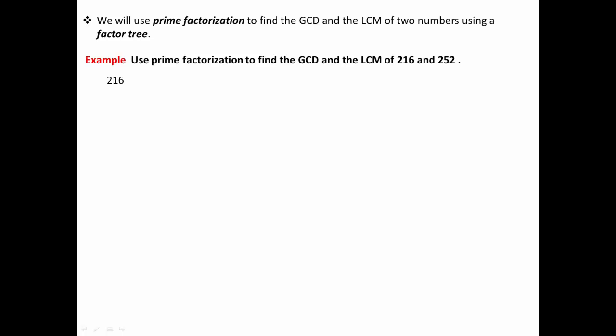We will now look at an example of finding the greatest common divisor and the least common multiple of two numbers. We will use what is known as prime factorization to find the GCD and the LCM of two numbers using a factor tree. For our example, we will use prime factorization to find the GCD and the LCM of 216 and 252. We will start with finding all the prime factors of 216.